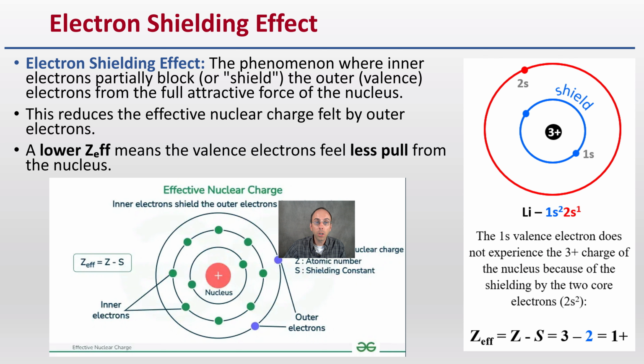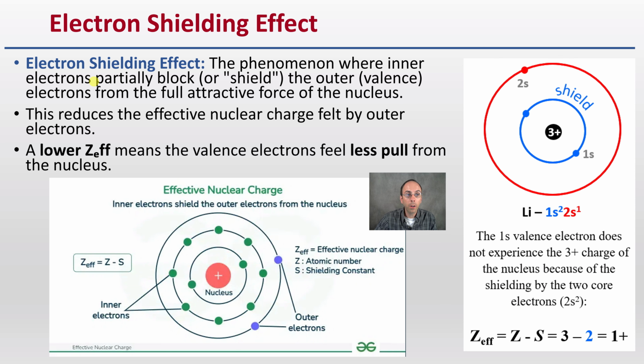Now, electron shielding is the phenomenon where inner electrons partially block or shield the outer electrons, which are the valence electrons, from the full attractive force of the nucleus. This reduces the effective nuclear charge felt by those outer or valence electrons. The lower nuclear charge means that the valence electrons simply have less pull from the nucleus. They're simply just further away.